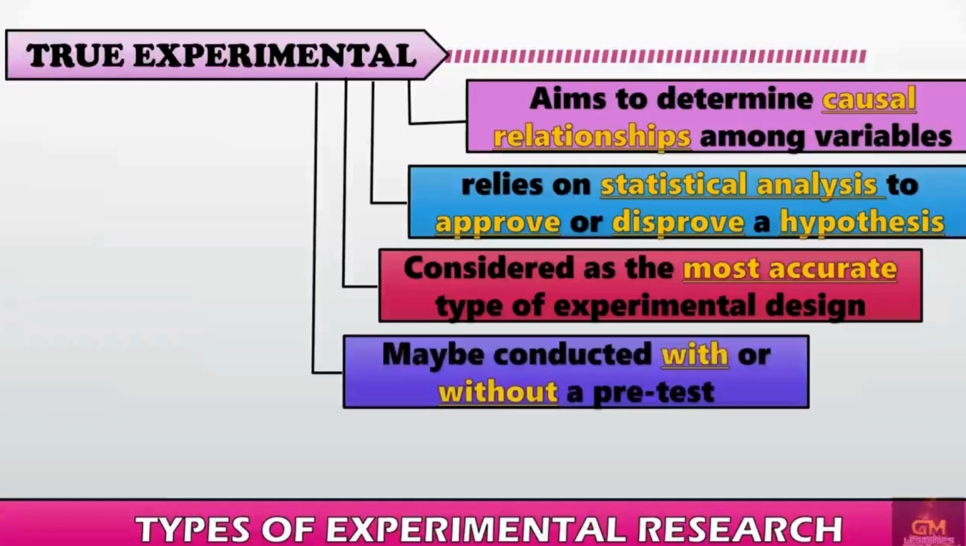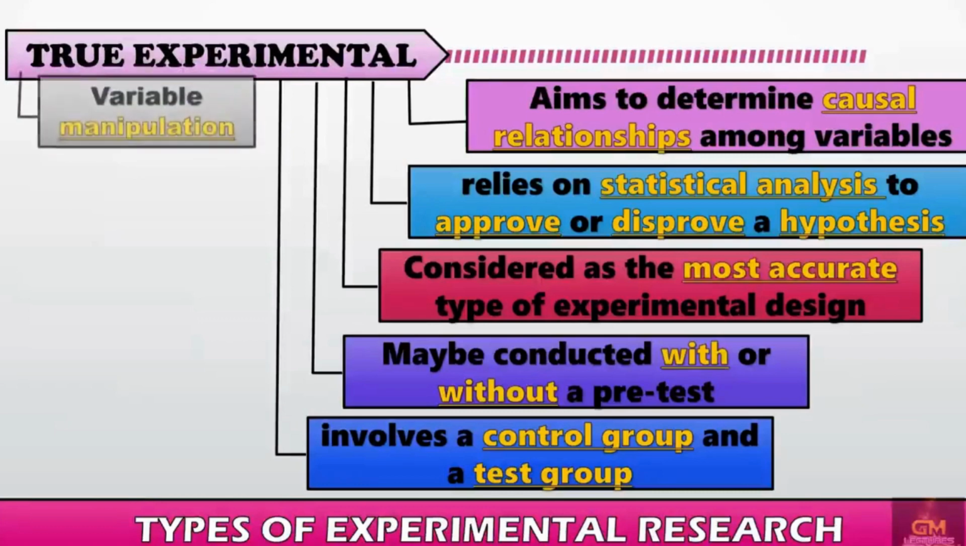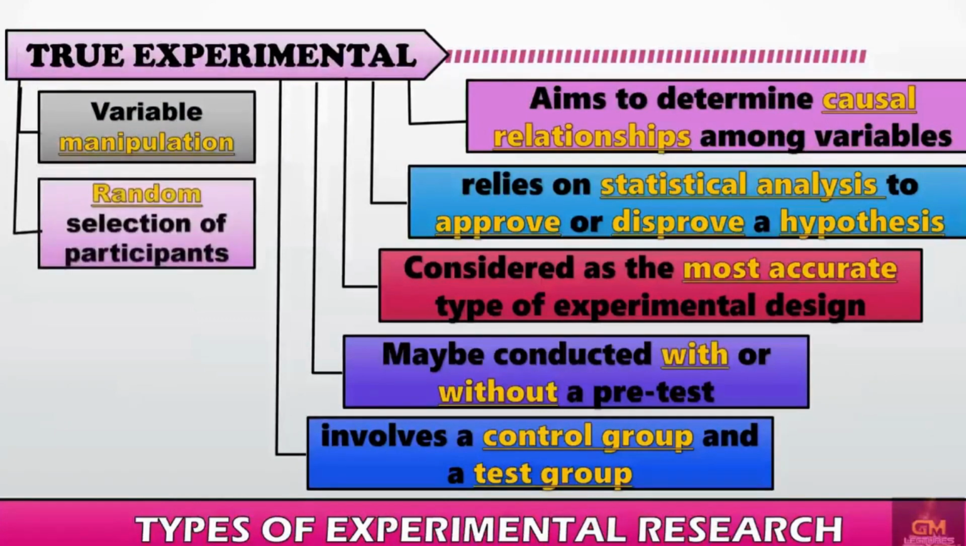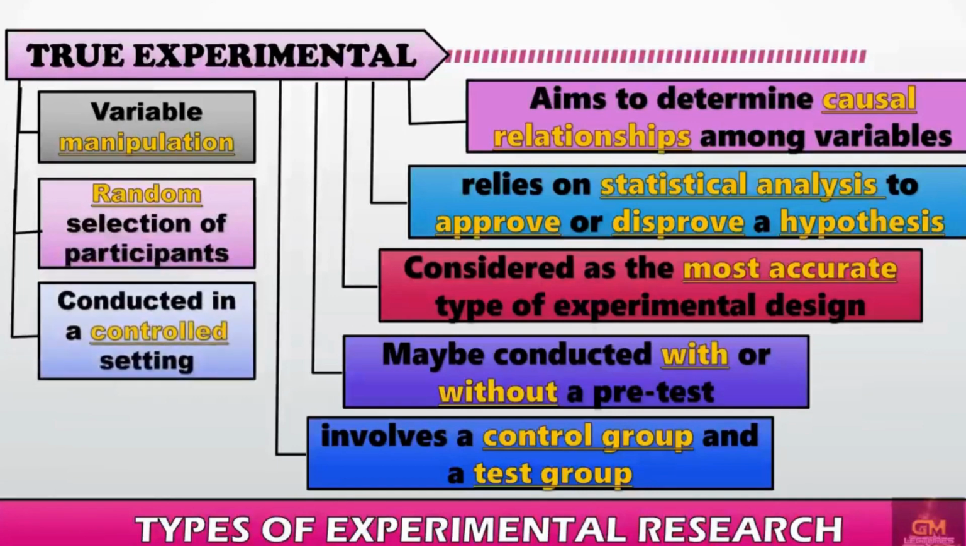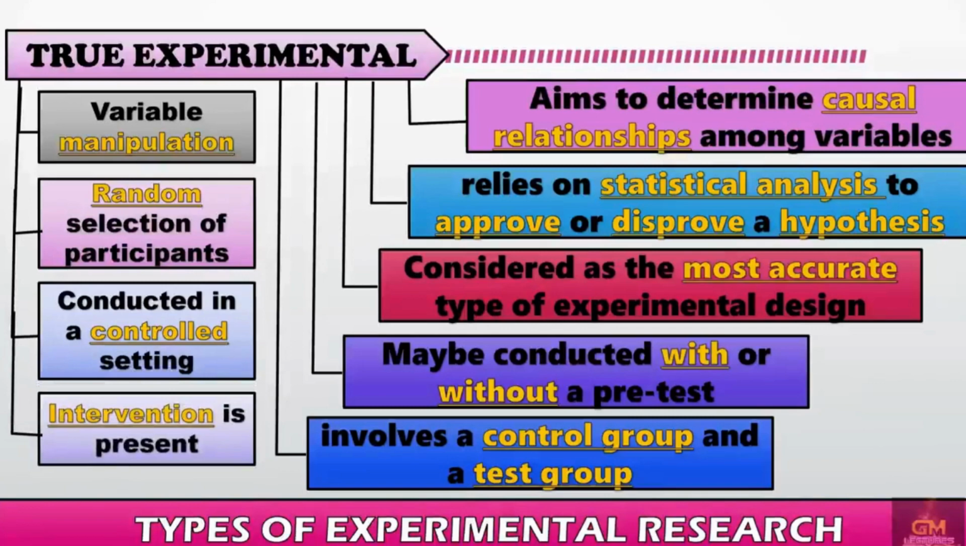Furthermore, it may be conducted with or without a pretest, and it always involves a control group and a test group. Other characteristics of the true experimental research include variable manipulation and random selection of participants. Furthermore, it is worth noting that true experimental research is always conducted in a controlled setting and that intervention is always present.